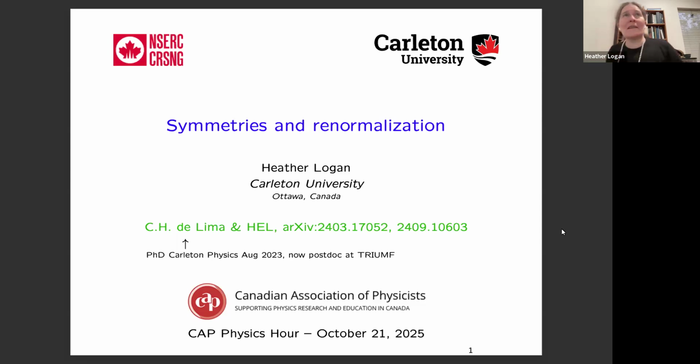And the topic that I wanted to talk about today is, broadly speaking, symmetries and renormalization. More specifically, I'm going to say some things about CP violation, which is violation of what was for a long time thought to be one of the fundamental symmetries of physics, and some details of how that shows up in theories beyond the standard model.